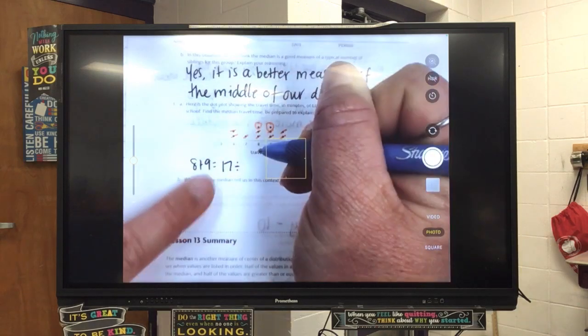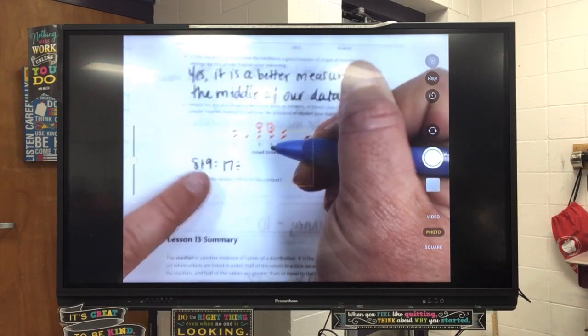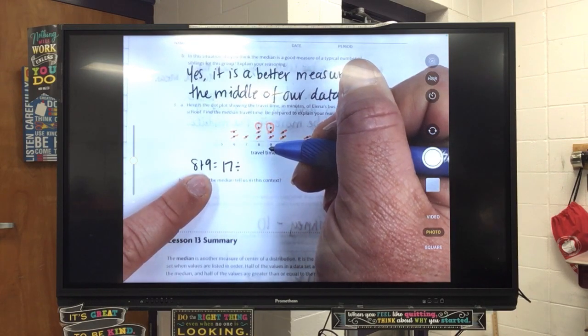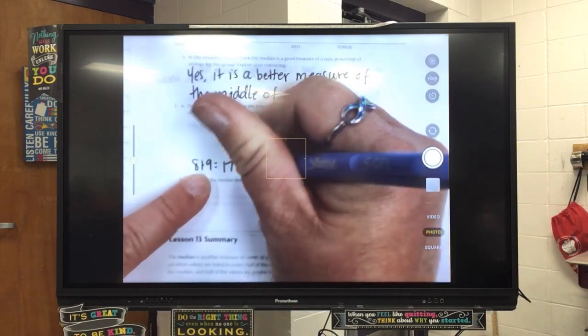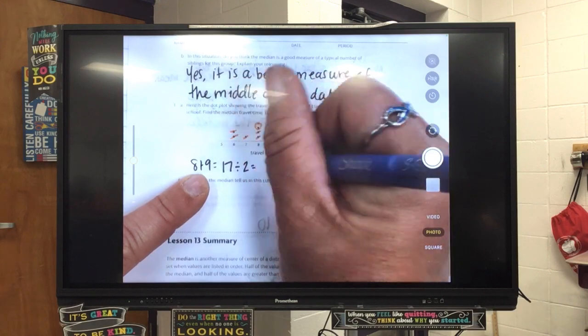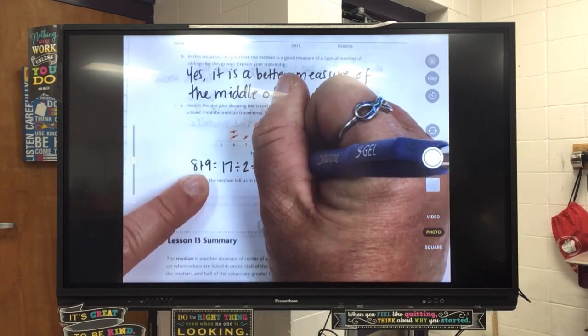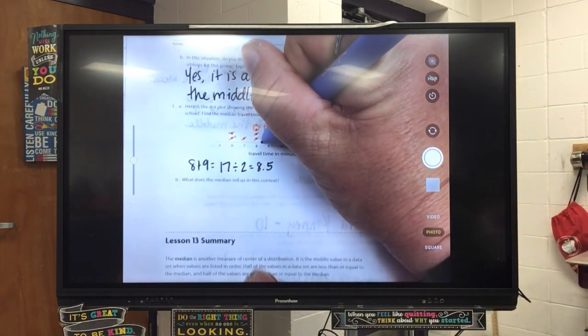How many numbers do we have? No. How many numbers did we just add? 2. And then when you do that, you get what? 8 and a half? Yeah. 8 and a half. So technically, our median is right there.